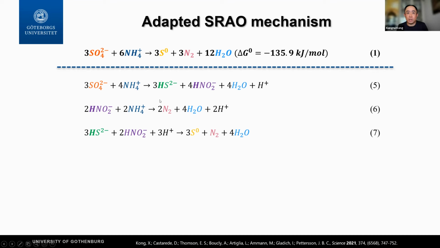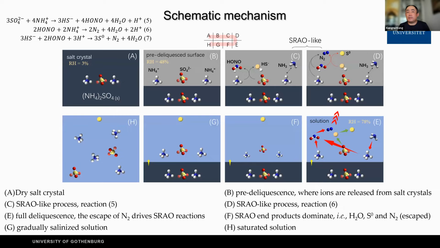Okay, so this is the overview of the mechanism that I showed before. I can go through it so we have a big picture of the whole system. At the beginning, we have dry samples, ammonium sulfate at RH 3%, and everything is in the solid phase. Then we increase the RH to 48%, and the surface starts to absorb some water. We also have this pre-deliquescence surface, where the ions can be released by contact with water.